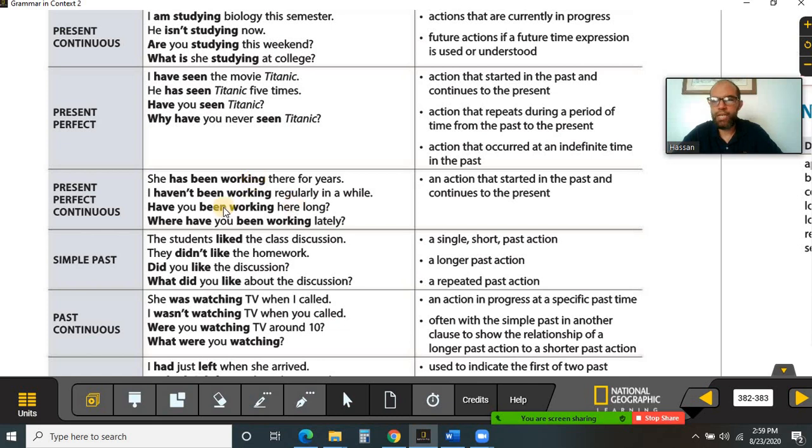Okay, to form the negative, just add not to have or has. She has not been working. I have not been working. And to form the question, just do inversion.